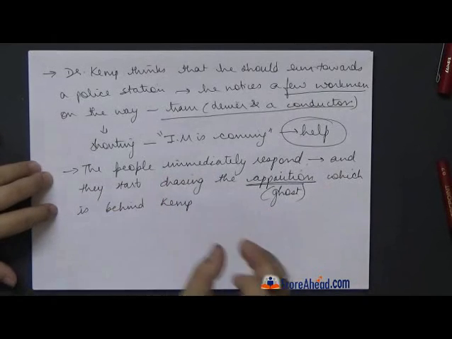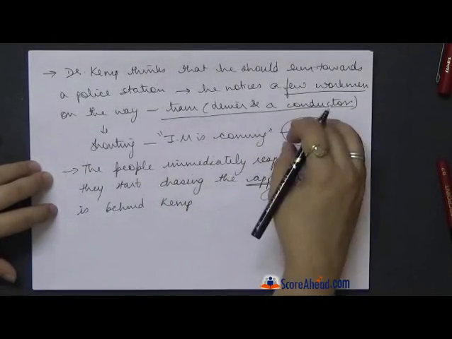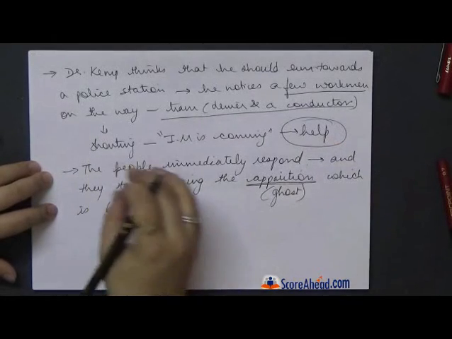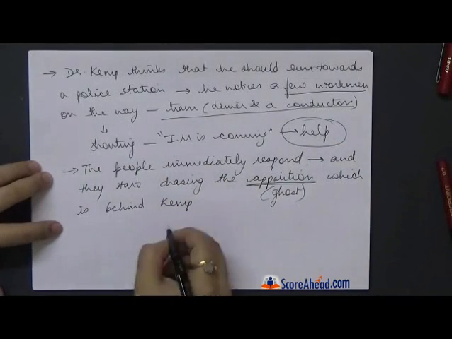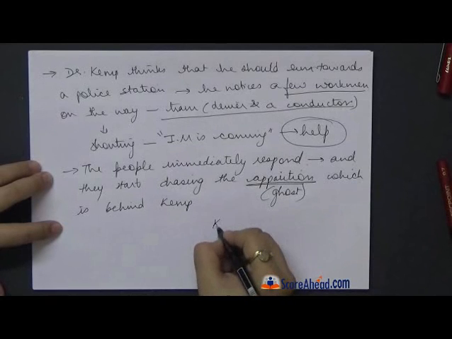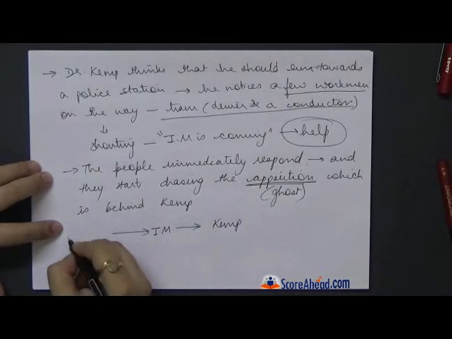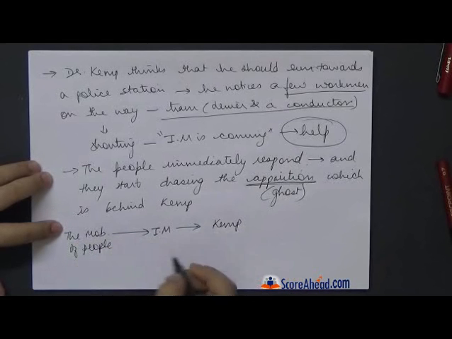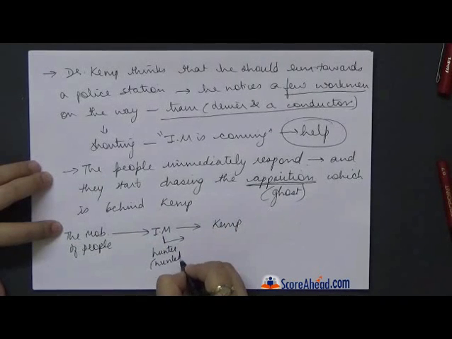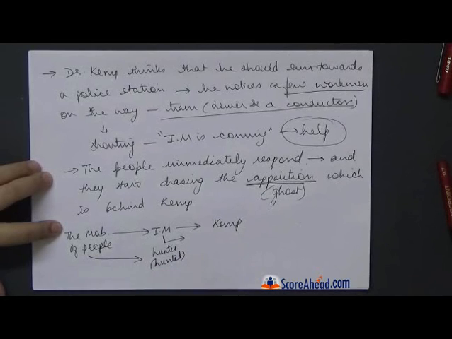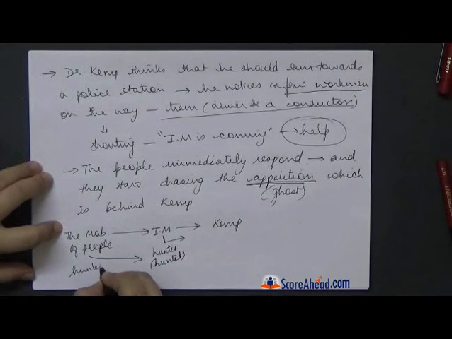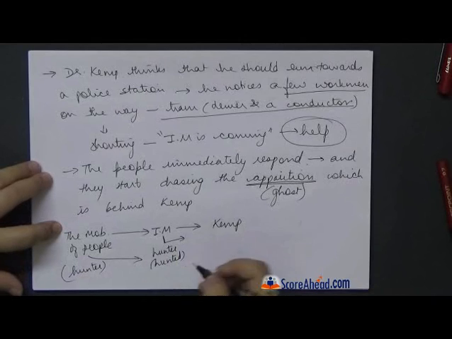So when Kemp says that the invisible man is coming and he runs, he shouts for help, these people immediately start following him. So you can imagine that earlier Kemp was running and the invisible man was following him, and now the mob of people also starts following him. So the invisible man, who was earlier the hunter, now turns into the hunted, because the crowd of people has turned into the hunter, and the invisible man is the hunted now.